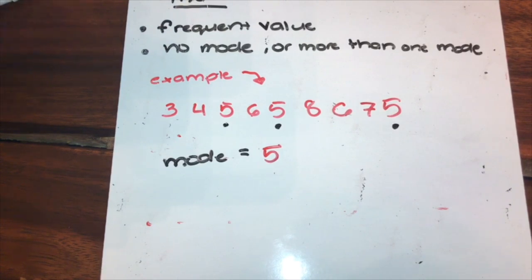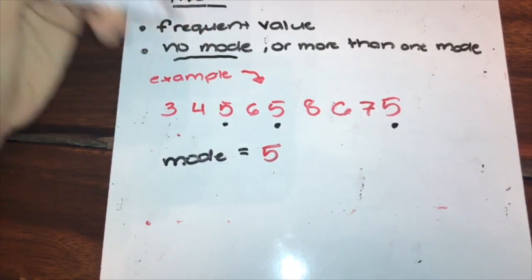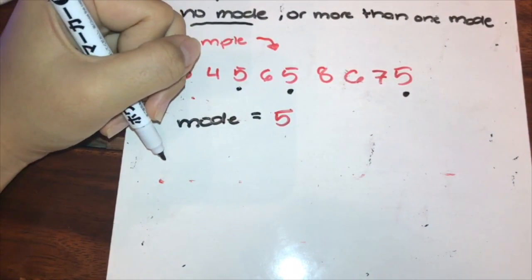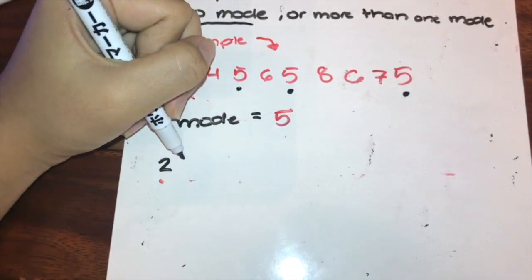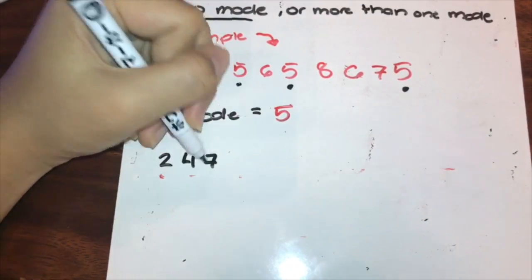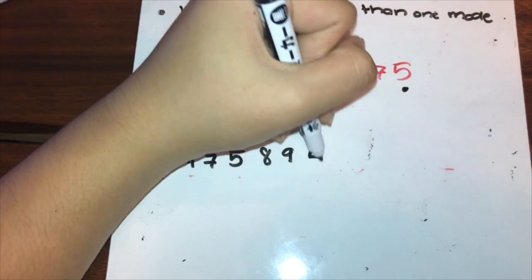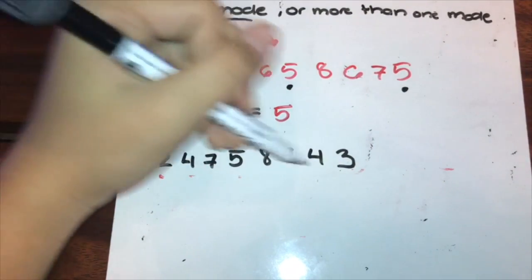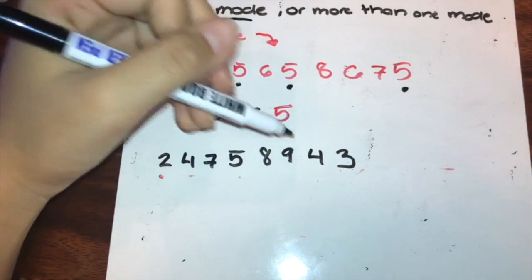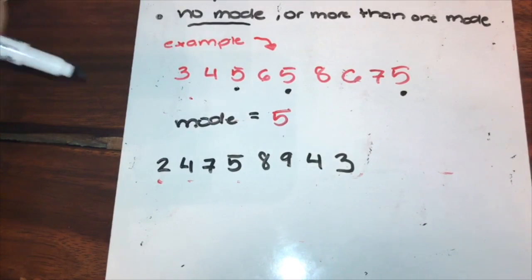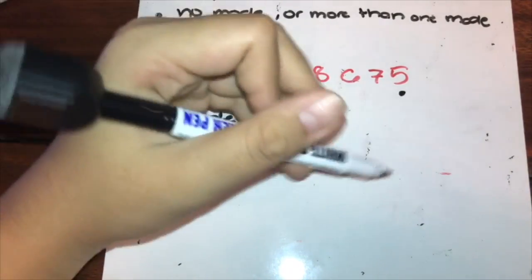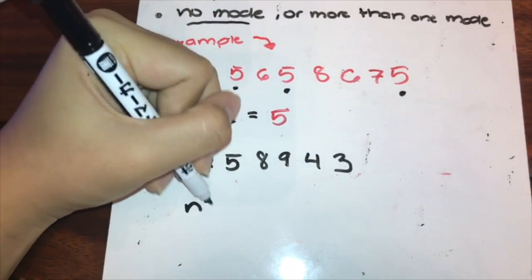There's a possibility to have no mode, as I said before. For example, as you can see, no number is repeating or being frequent because there's only one of each number. So therefore, there's no mode.